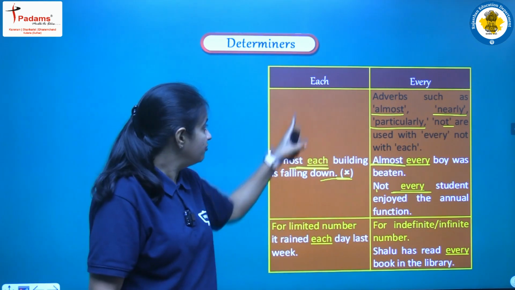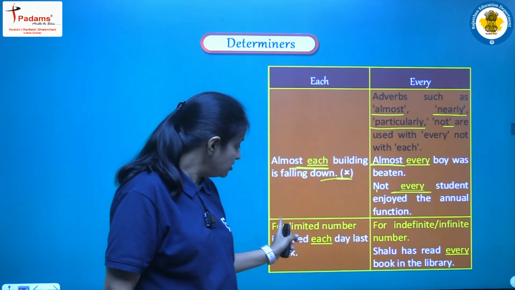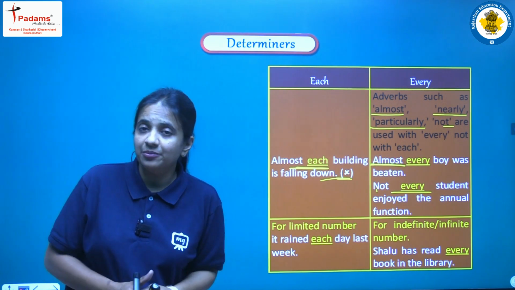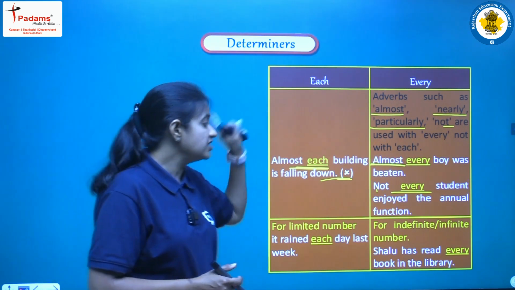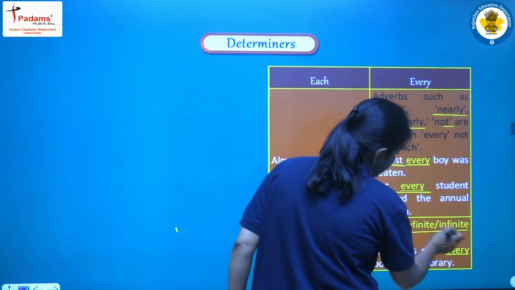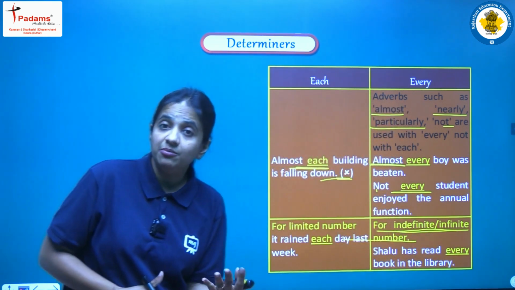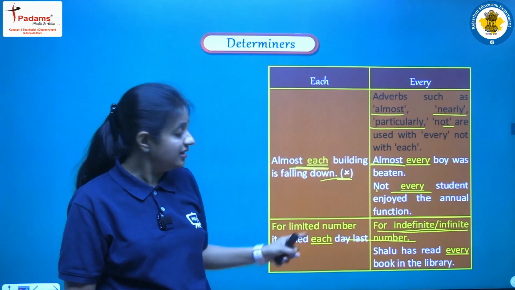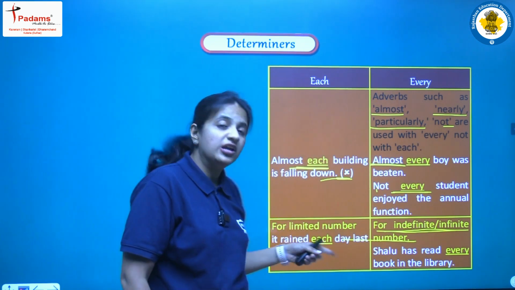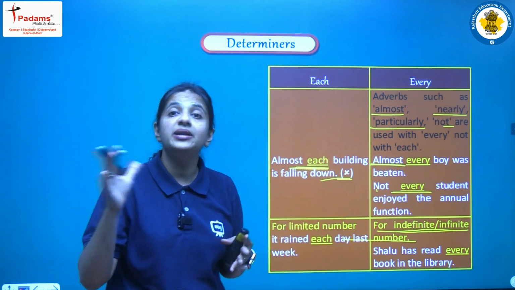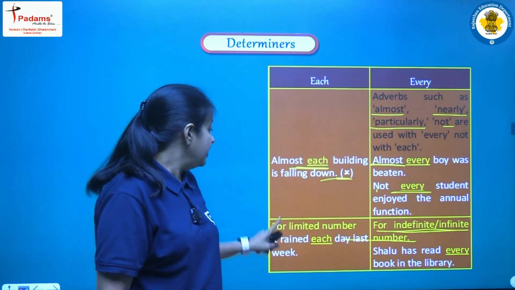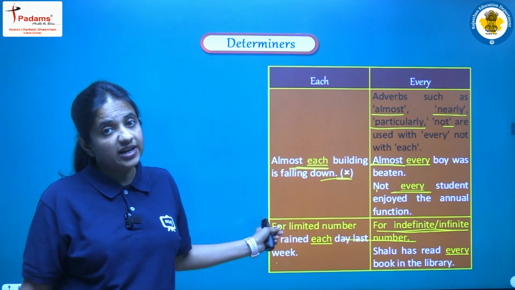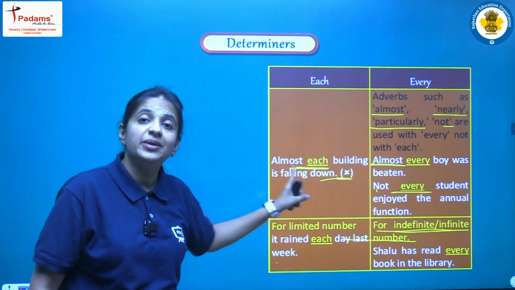Now let's see each. Each is used for a limited number. So whenever we are talking about a limited number, then yes, we have to use each. And when we are talking about an indefinite, or infinite, number, then we have to use every. Another difference we have here, again just listen carefully. If we are talking about a limited number, what does limited number mean? Let's see the example. It rained each day last week. This is a very good example to clear up what limited number means.